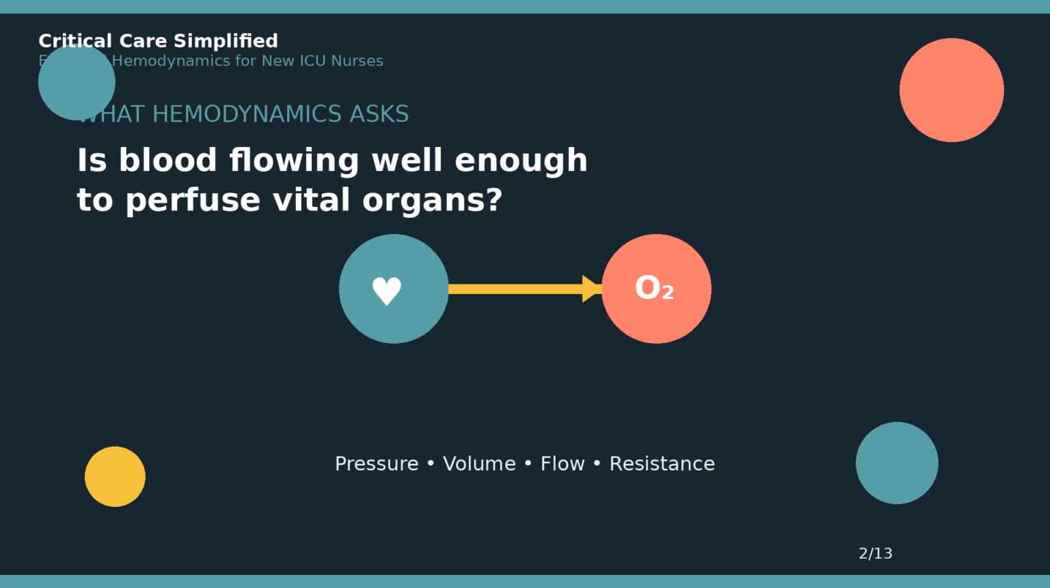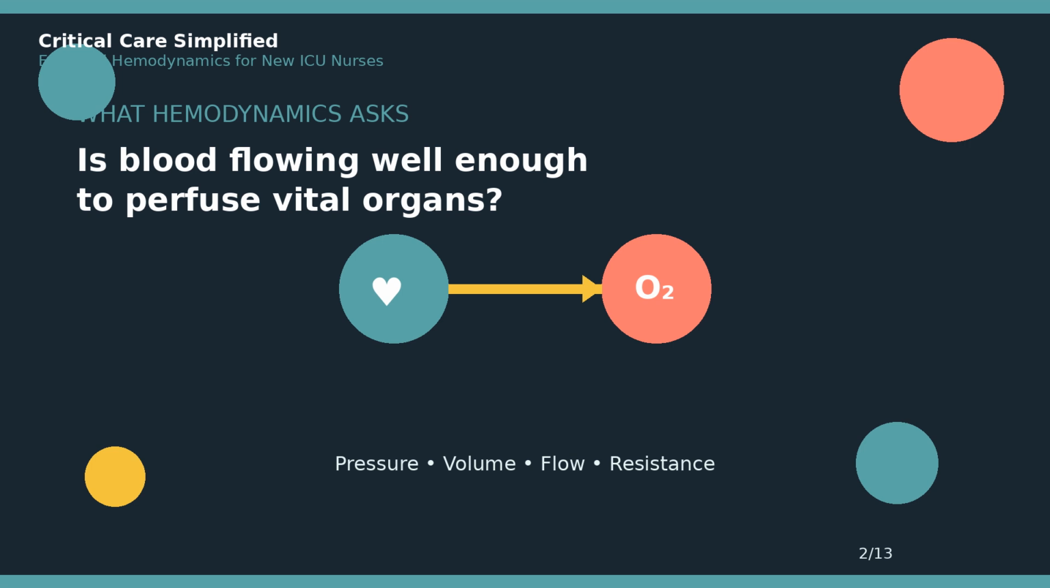A patient can have a blood pressure that looks acceptable but still show signs of poor perfusion. Another patient may have a heart rate that is technically abnormal but stable for them because of their baseline condition. That is why trends, assessment findings, and clinical context matter. Hemodynamics helps you answer three major questions. Is the heart pumping effectively? Is there enough circulating volume? And are the blood vessels appropriately relaxed or constricted to maintain perfusion?